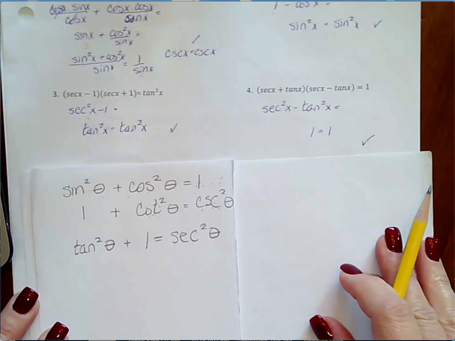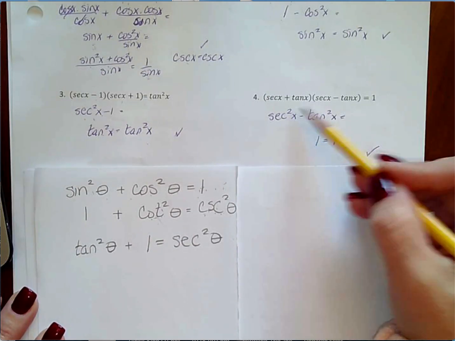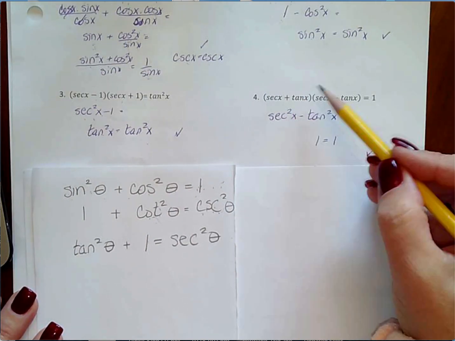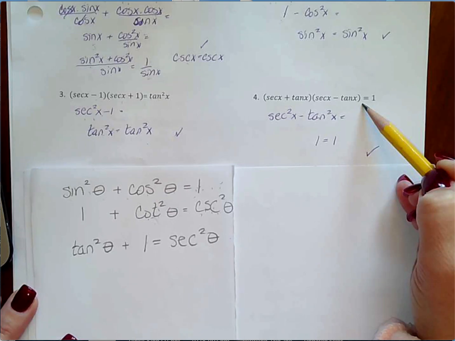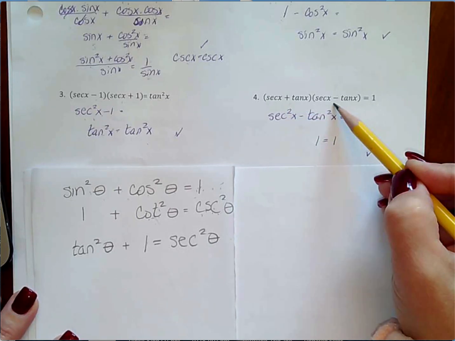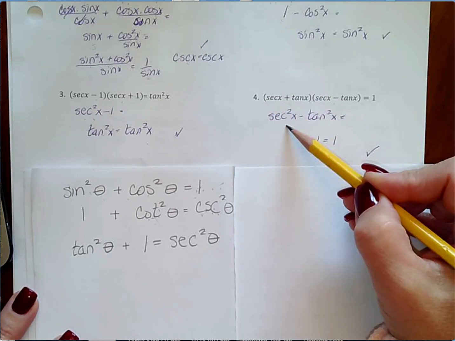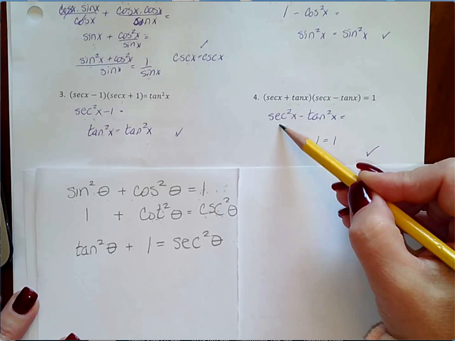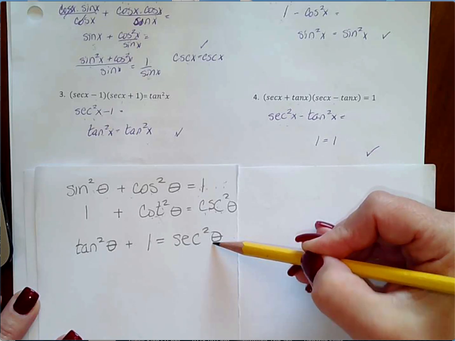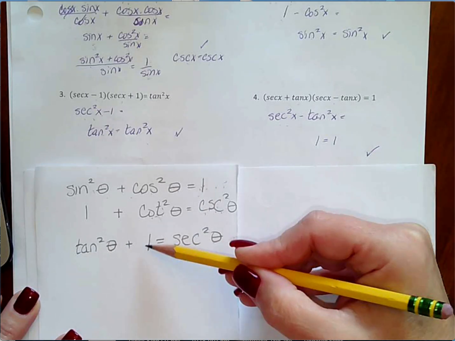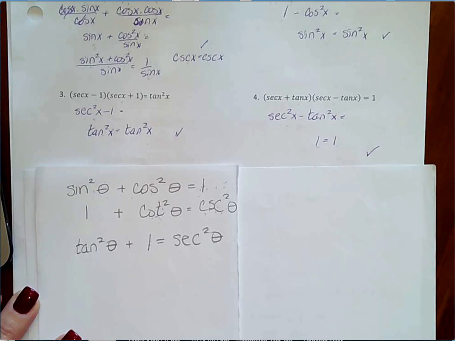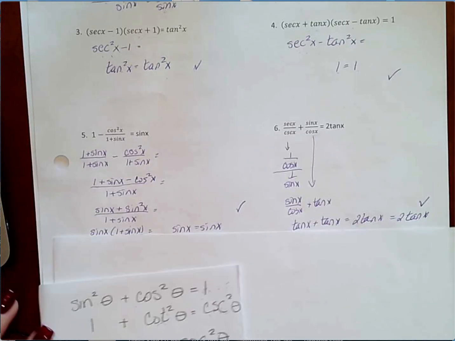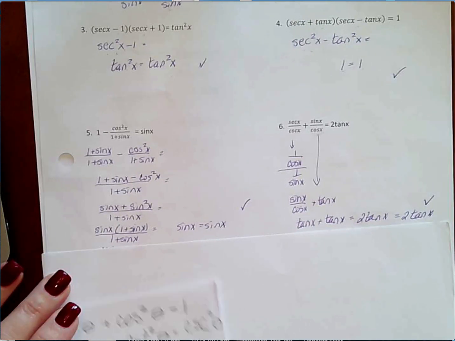Good job. Next up. No squares yet, but I see all these parentheses, so I'm going to FOIL it out. Again, conjugates. So it's just the first term squared minus the last term squared. Secant is positive here, secant positive, minus tangent equals 1. So 1 equals 1, check. Okay, number 5. Here's 5 and 6.